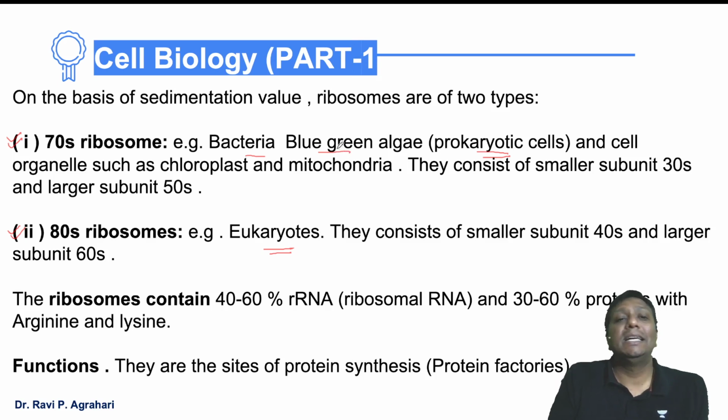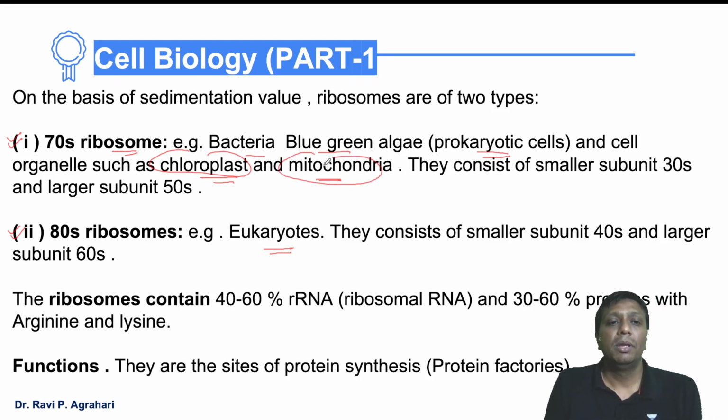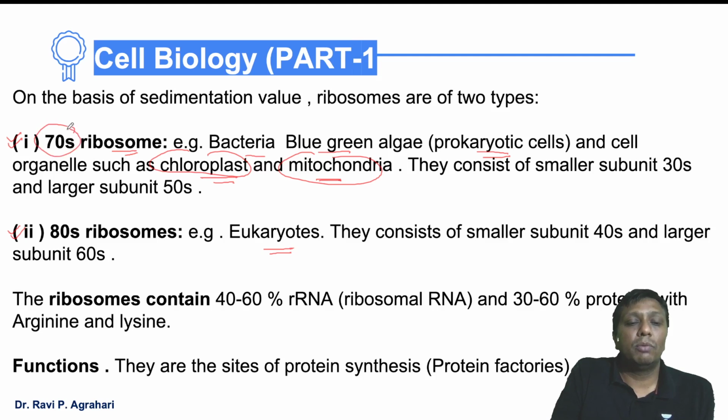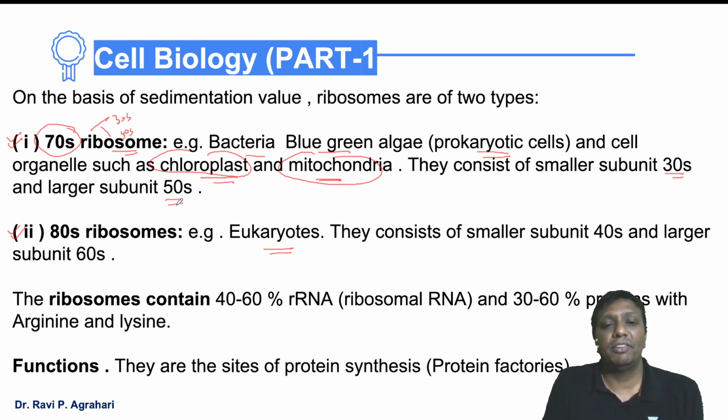Okay, and one thing more guys, this 70S type of ribosome is also available in the chloroplast and mitochondria. Mostly people don't know that chloroplast and mitochondria also have 70S ribosomes. Even a 70S ribosome has two subunits, 30S and 50S. Okay, on the basis of molecular weight, the 30S and 50S subunits form the 70S ribosome on the basis of sedimentation coefficient.